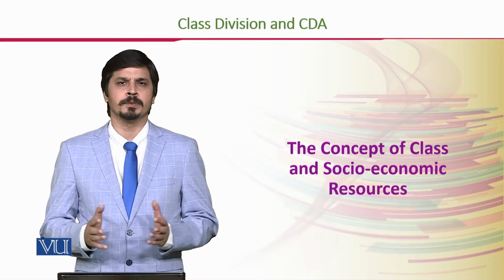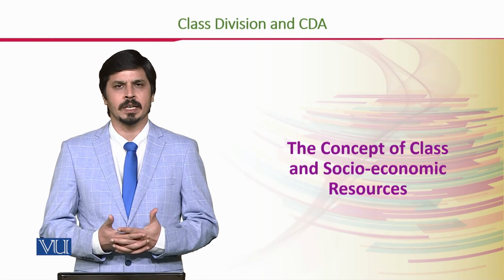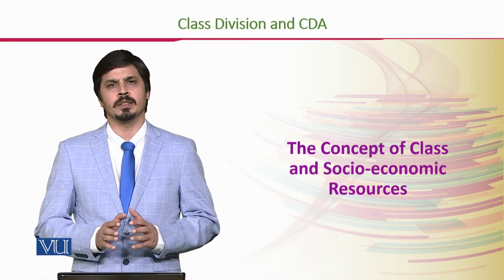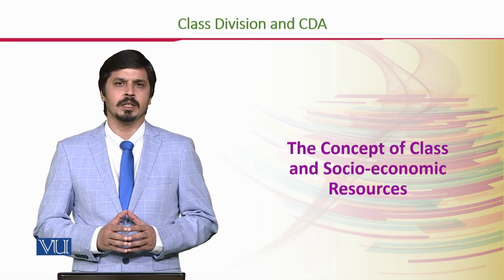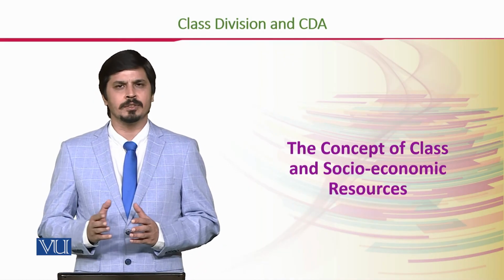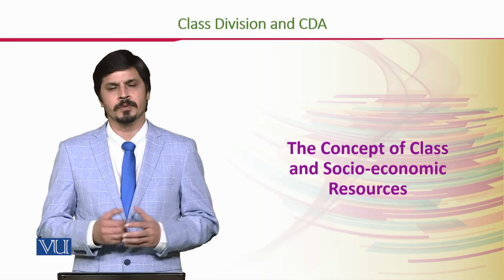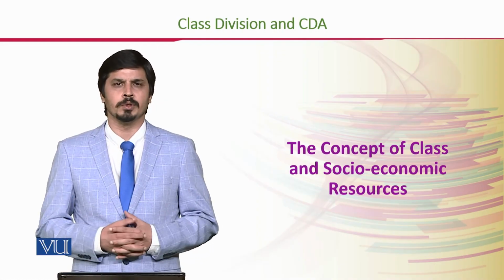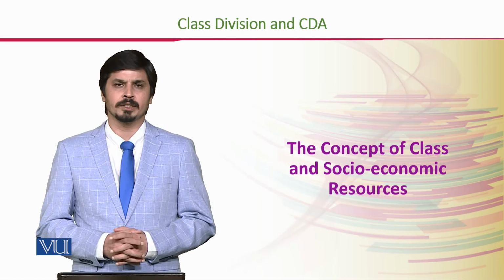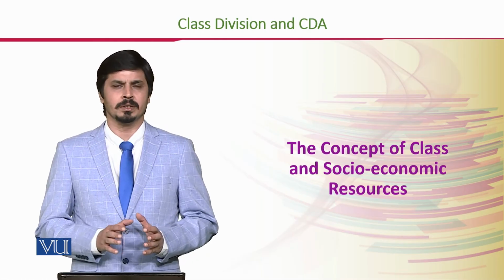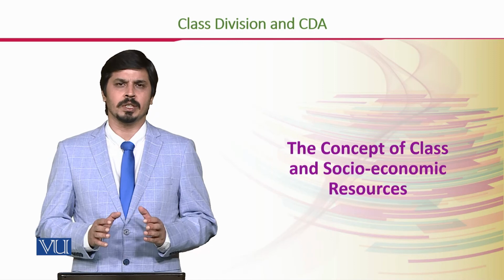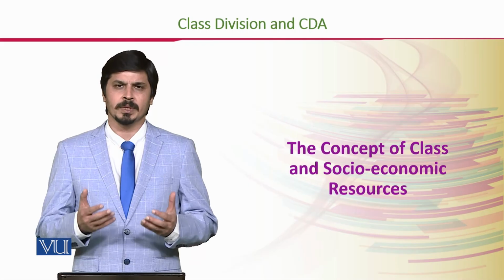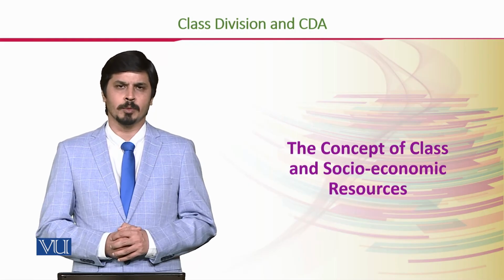Now I'll try to explain the concept of class and socioeconomic resources. Generally speaking, these two concepts are closely related with each other because the concept of class heavily relies on socioeconomic resources of a community, of a group of people, or of certain individuals which make a class. So, class may be seen as a kind of division in the society based on their economic, political, and social resources. We'll look into some detail about these concepts in this module.